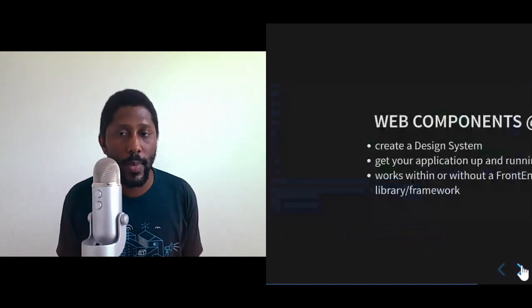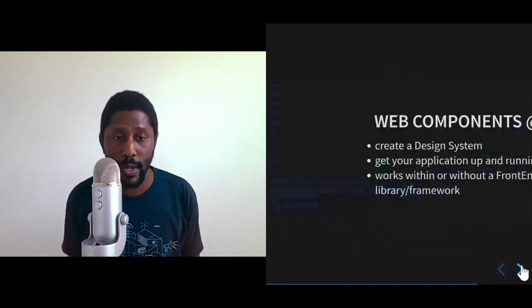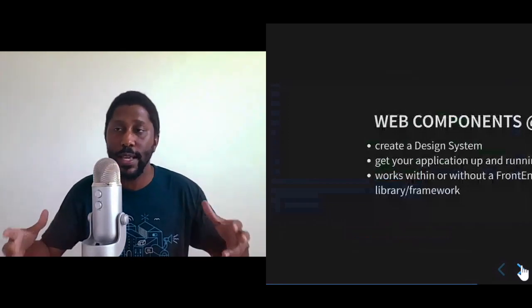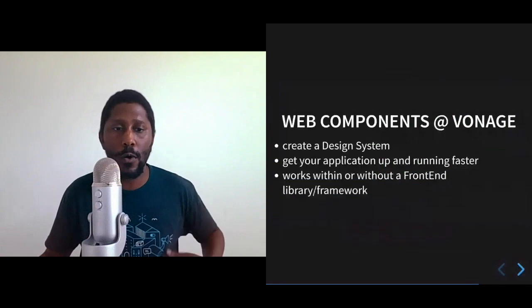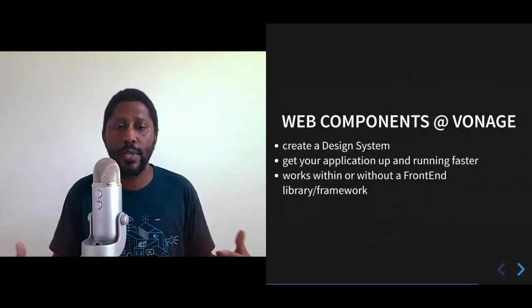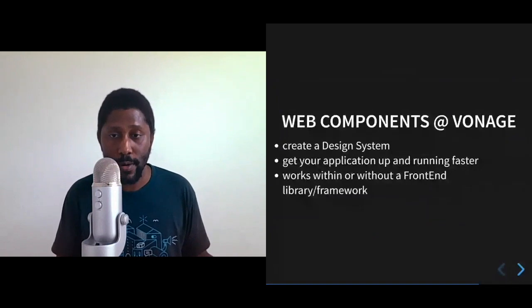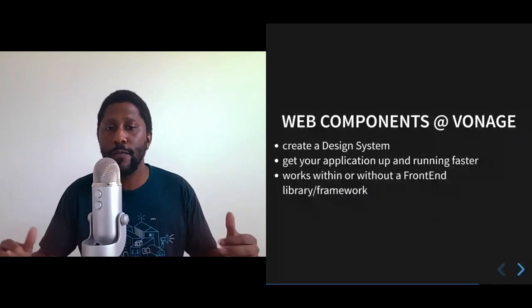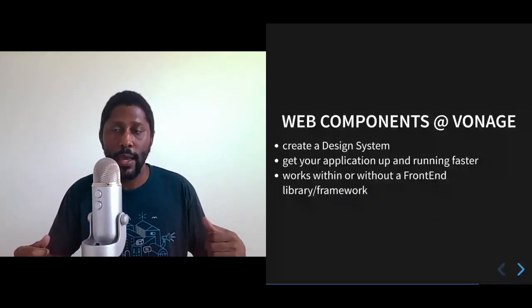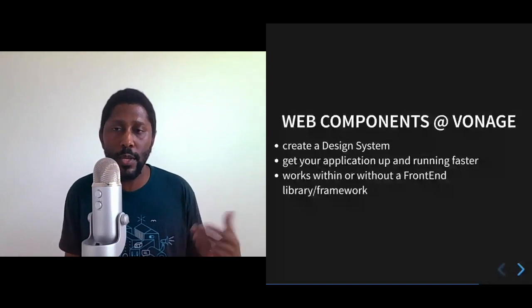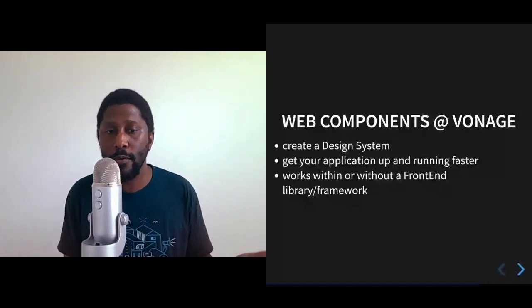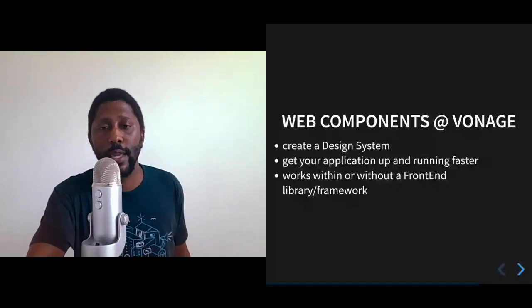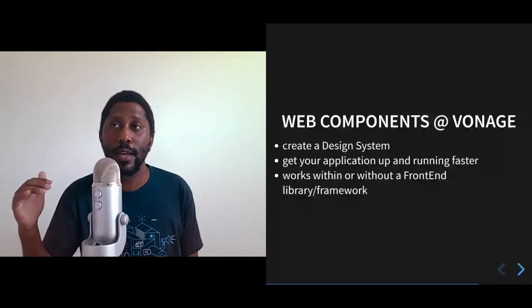Now, let's talk about how we plan to use web components at Vonage. And just as we saw with the EA, we would like to create a design system of components. The main goal would be for you to be able to get an application up and running faster, and you let us handle the communication parts of your application so you can focus on the overall logic. And so these components we want to be able to be used within or without whatever framework or library you're using now, or even in the future. Because again, with web components, they're web standards.